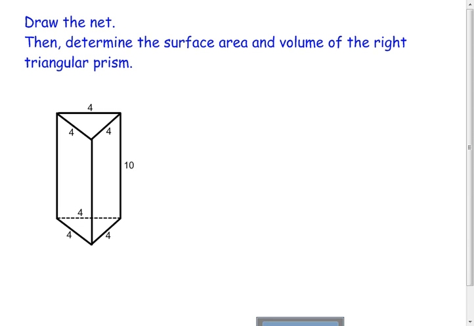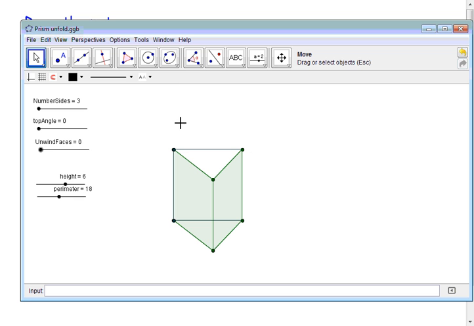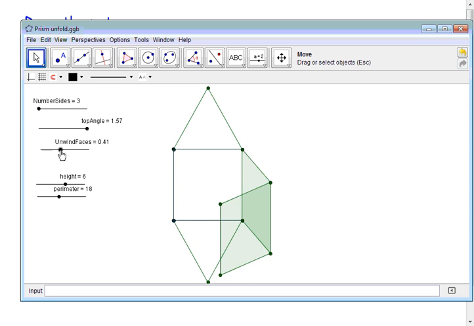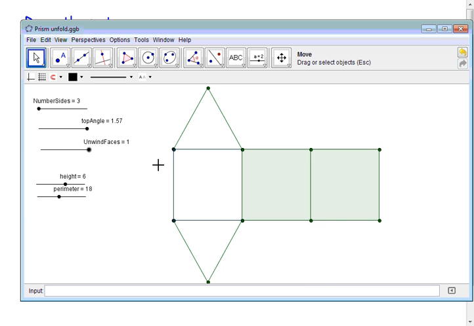So if you watched the previous video, you saw me unfold this prism. That means we unfolded the top, unfolded the bottom, so it looks something like this. We're drawing the net here. And then we're going to unwind the faces, and it's going to look something like this. So we have an equilateral triangle on top and on bottom, and then we have three rectangles in the middle.